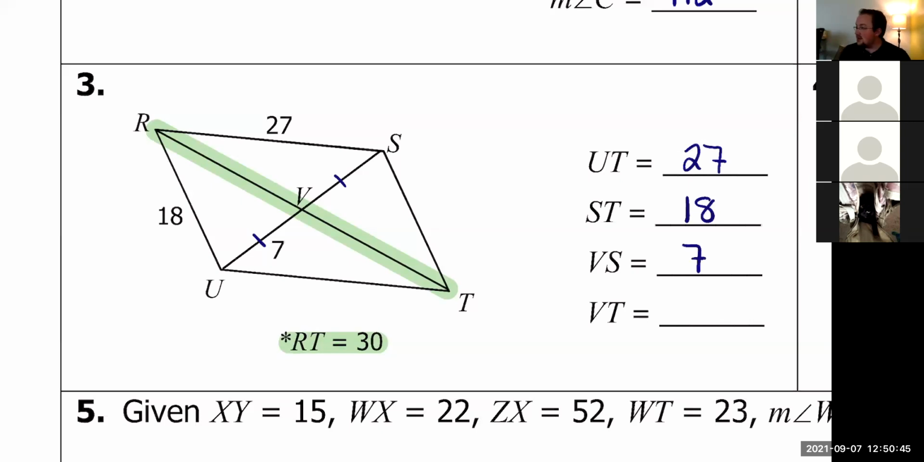VT, this one's a little bit sneakier. We know the entire length of diagonal RT, but we are looking for just part of it. But if we go off with the same clue, if diagonals bisect each other, then that means that these are two equal halves as well. Well, if the whole thing is 30, it's cut in half, so it'd be 15. Yeah, the whole thing's already 30. If it's being bisected, the two halves then would be equal halves of 15. Good.